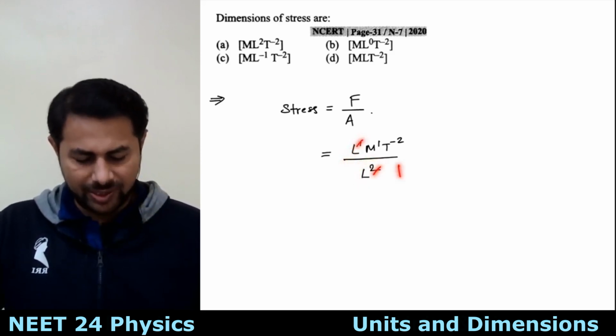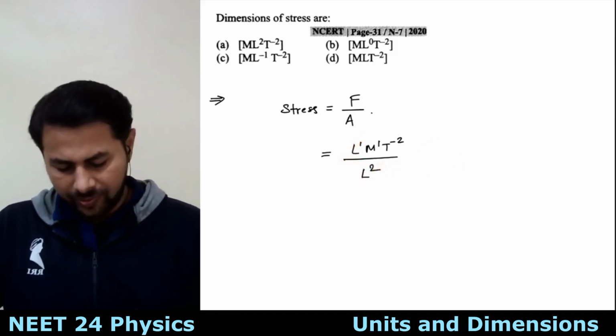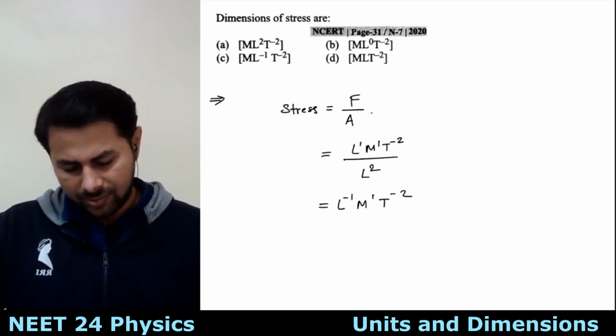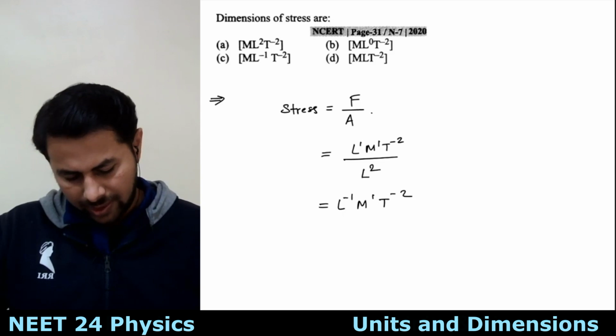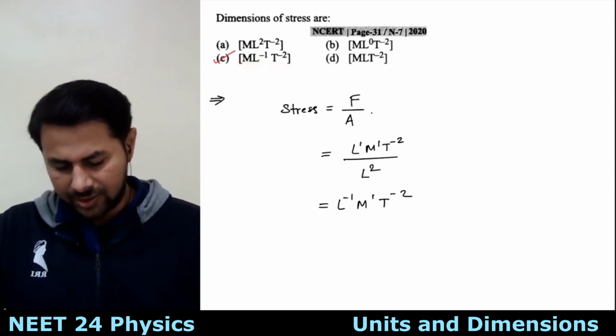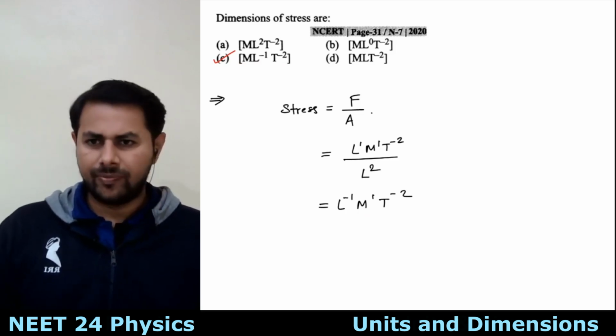There will be L raised to 1 in the denominator. Take it to the numerator, it becomes L raised to minus 1. So that is L to the power minus 1, M to the power 1, and T to the power minus 2. So M1 L^-1 T^-2, option C. This is the answer, right? Very good, Pawarna and Diveshwani.